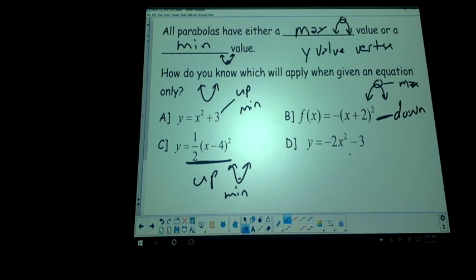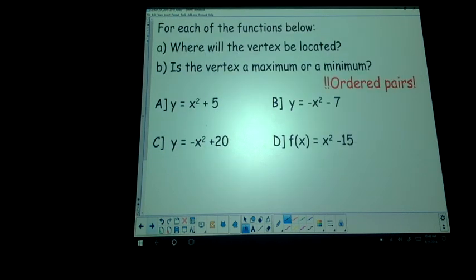And then this last one opens downward. So do we have a max or a min? We have a max. So your highest point of your y component is your vertex. The y component of your vertex is your maximum value or your minimum value. We good? Yeah, we're good. Good on time so far?